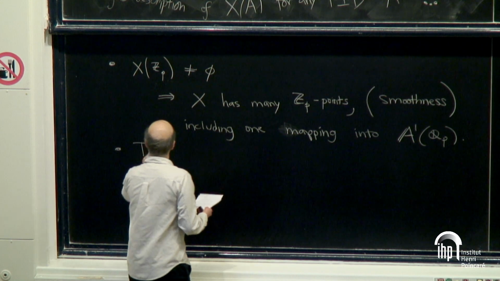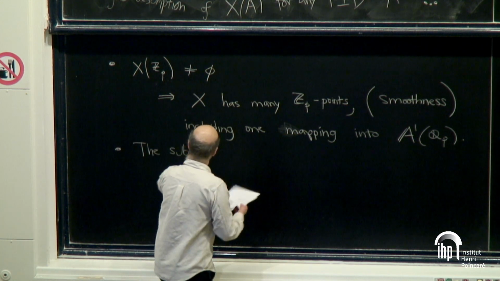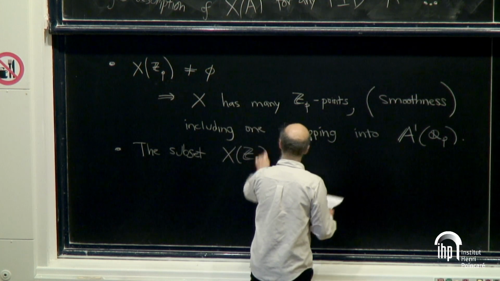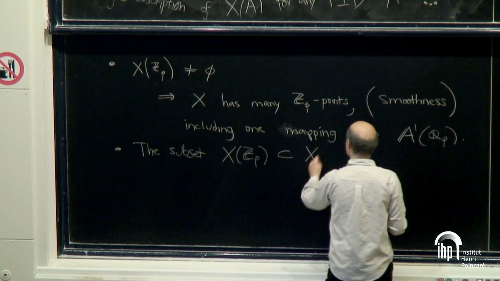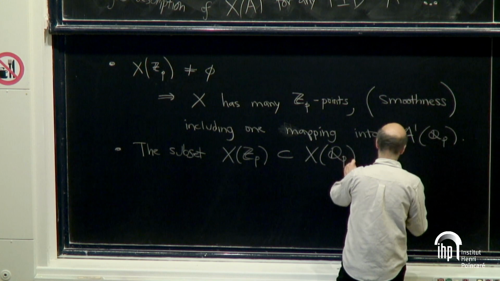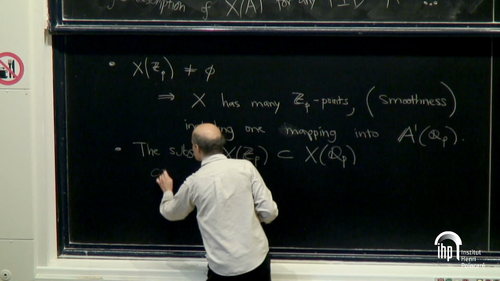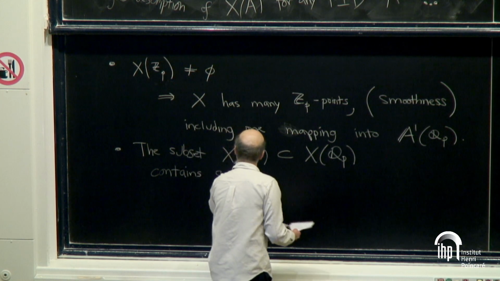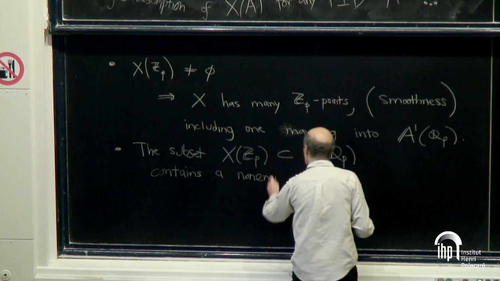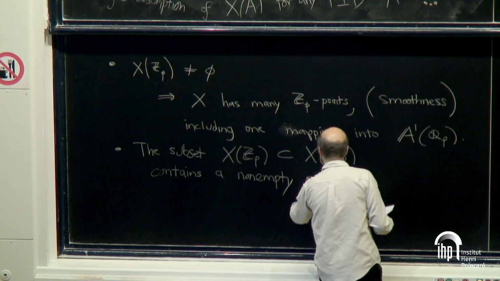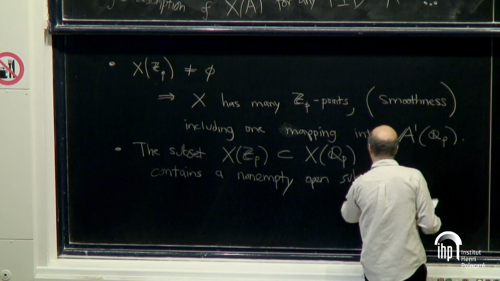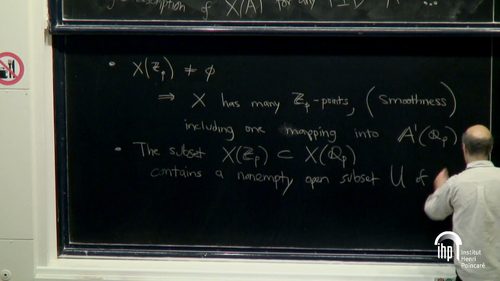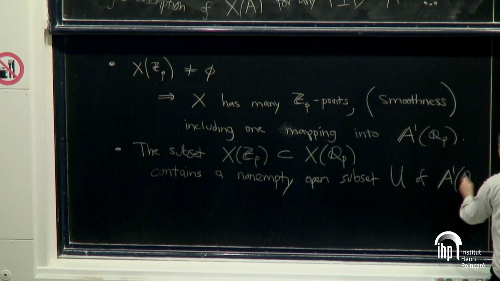So what you could check, I mean, again, there's quite a few technical details in doing this, but if you look at the ZP points, that's going to be a subset of the QP points because X is separated. And what you can show is that this contains a non-empty open subset, say U, of this with its p-adic topology.